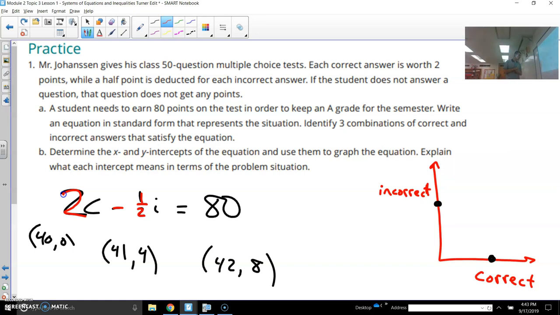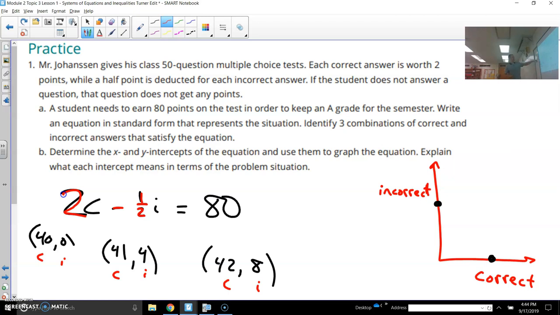Okay? So a few points that would work. Maybe you got 40 correct. 40 times 2 would be 80, and then you didn't miss any. So there you go. 40 correct answers, you got 80 points. Or maybe you missed 4, and so if you are losing a half a point 4 times, you're losing 2 points. And so that's why if you do 2 times 41, you're getting 82. So you kind of have to offset your incorrect by getting more correct to stay on that 80. Or potentially maybe you missed 8, but that meant you had to get 42 correct. These are all points that work in the equation.